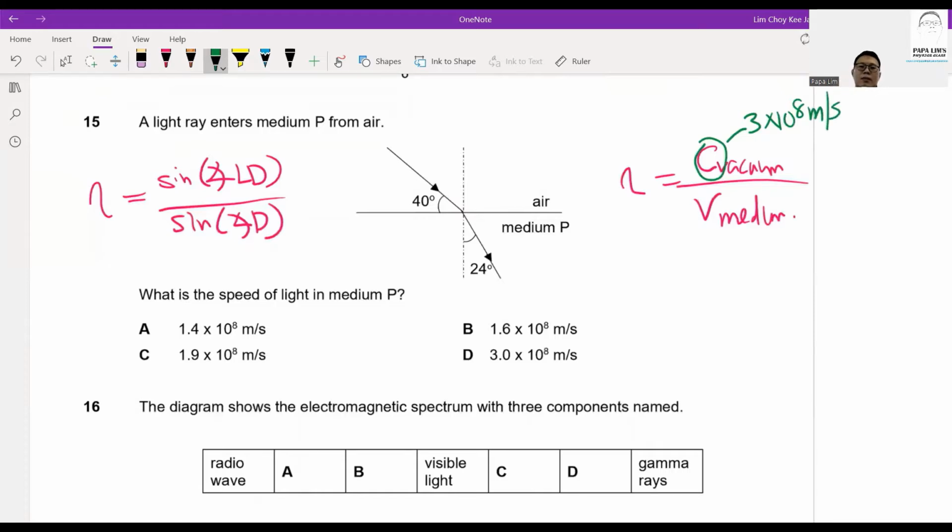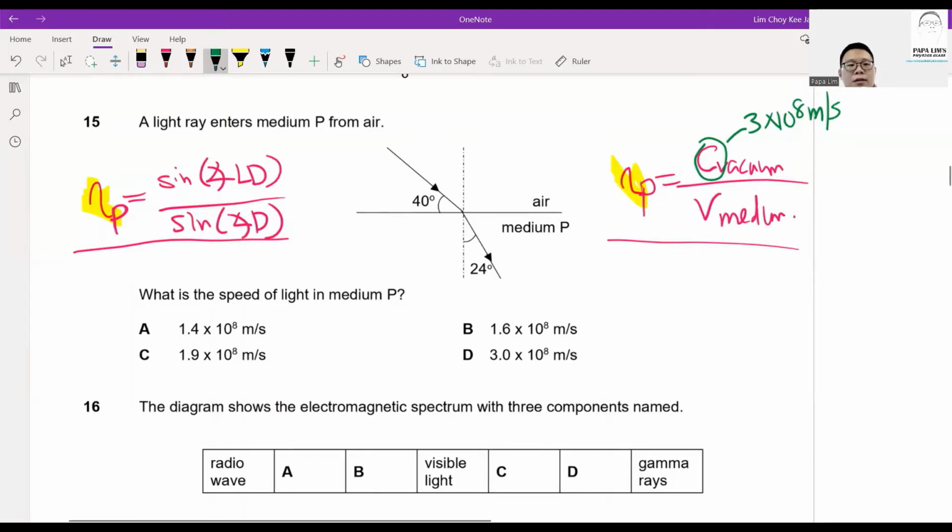But what is common about these two formulas is that they're actually looking for the same thing, which is the refractive index of the medium. Which means if I'm looking at the same medium P, if I use the formula on the right, I should be able to get the refractive index of P. If I use the formula on the left, I should also get the refractive index of P. So in a nutshell, if I use these two formulas, I'm actually looking for the same thing, refractive index P.